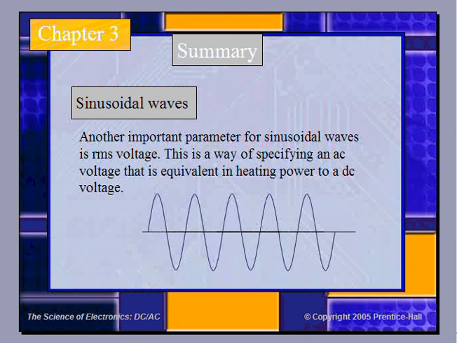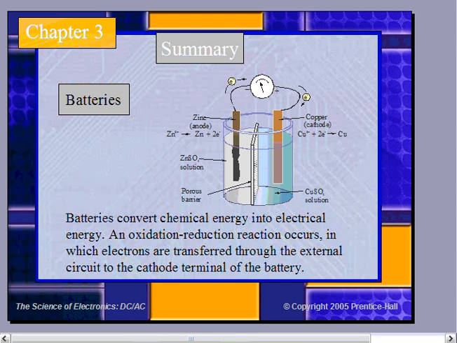Another important parameter for sinusoidal waves is RMS voltage. This is a way of specifying an AC voltage that is equivalent in heating power to a DC voltage. We'll talk about that more in other chapters.